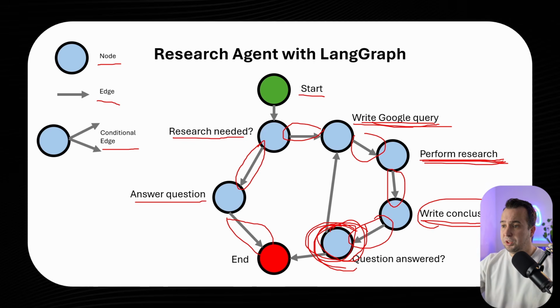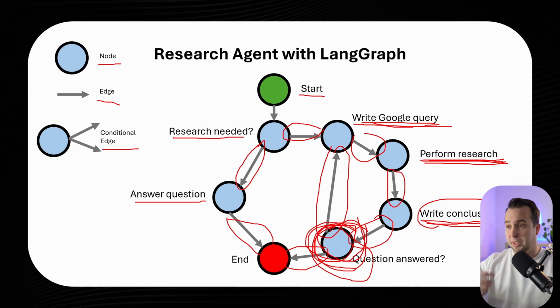Now this node, which is a conditional edge, will do only one thing. It will take the question from the user, it will take the conclusion, and it will check whether the question of the user is answered with the conclusion that was written by the large language model. And if the question is answered, we are going to transition to the end state. If the question is not answered, we're going to transition back to write Google query. We're just going to write a new Google query, perform research again, etc., and then here we're going to check again whether now the question from the user is answered.